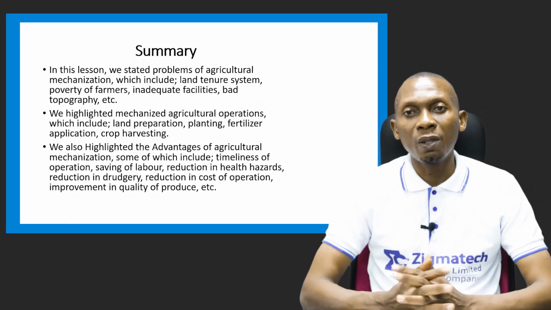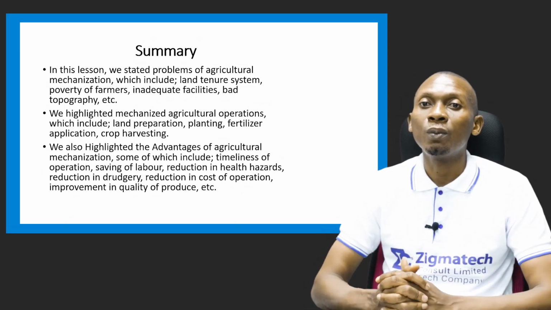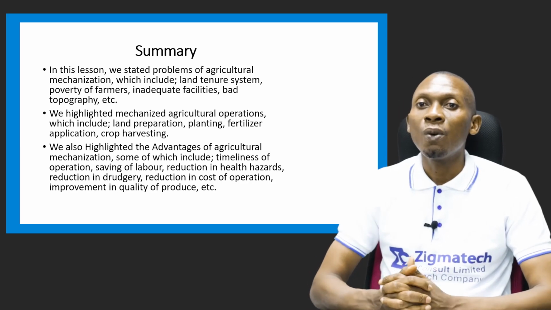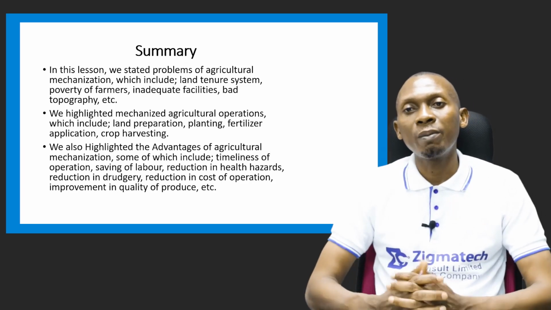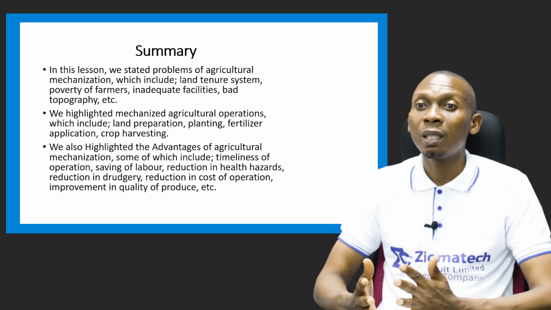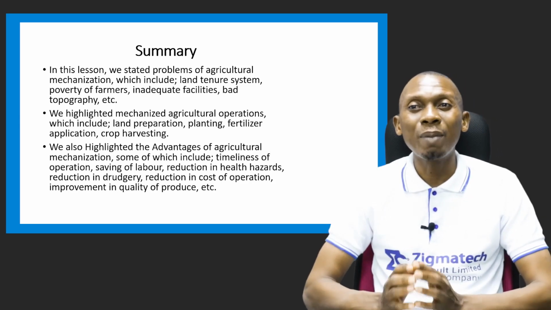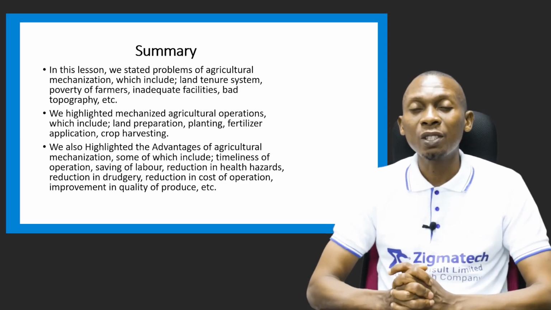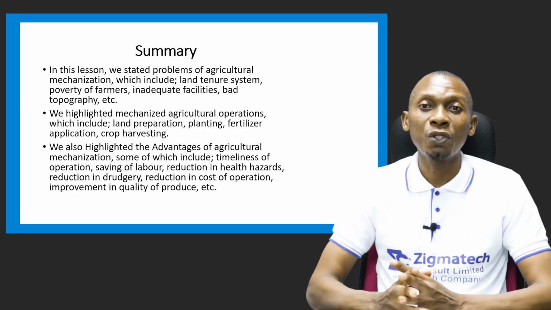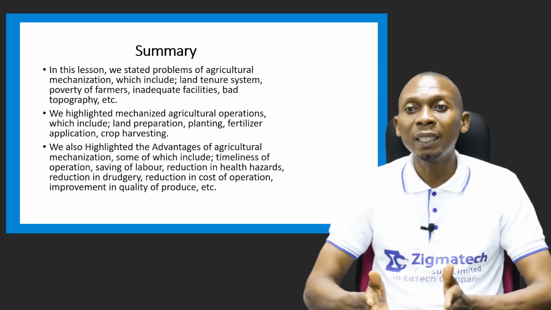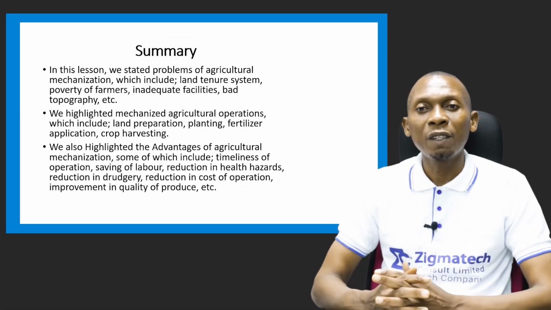Okay, thank you so much for listening, and let's just have a recap on what we've learned so far. In this lesson, we stated the problems of agricultural mechanization, which include the land tenure system, which is a system of ownership, specifically by inheritance. That has been a problem of mechanization. Then the poverty of the farmers, who are usually poor and can't afford these machines. There's also inadequate facilities, bad topography, to mention a few.